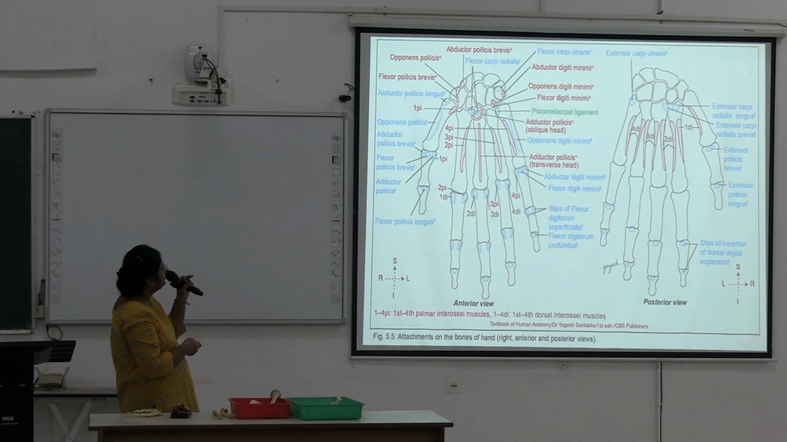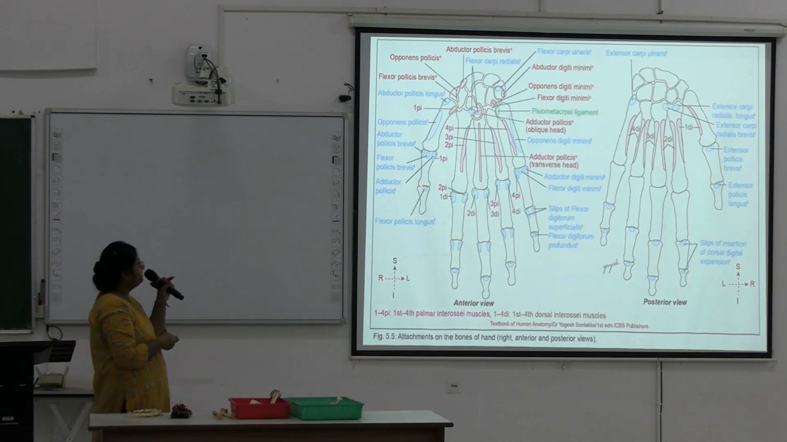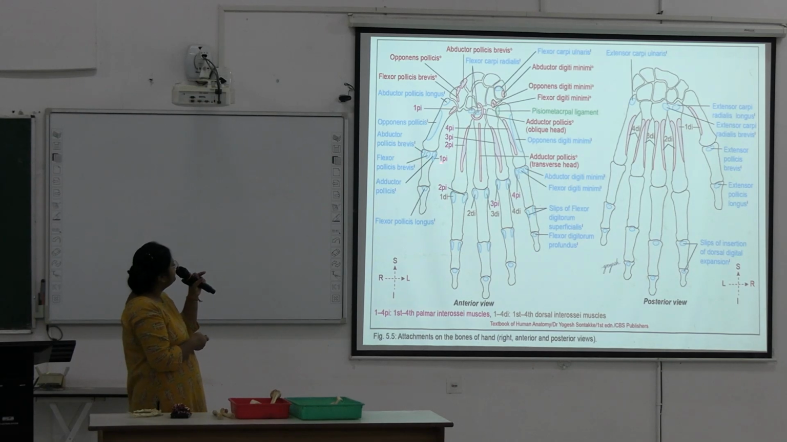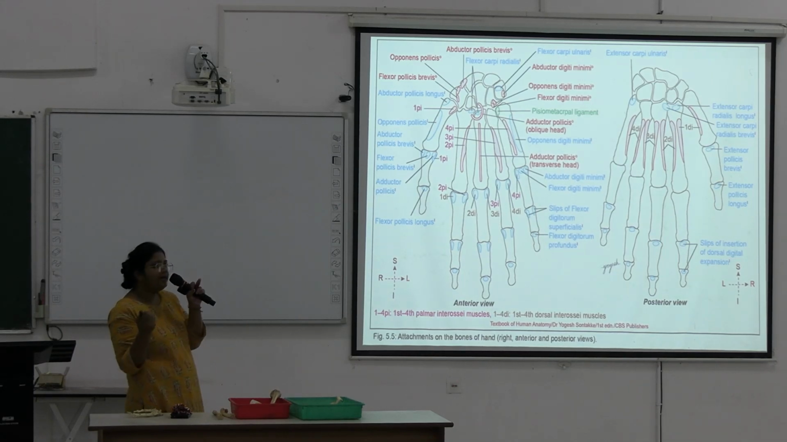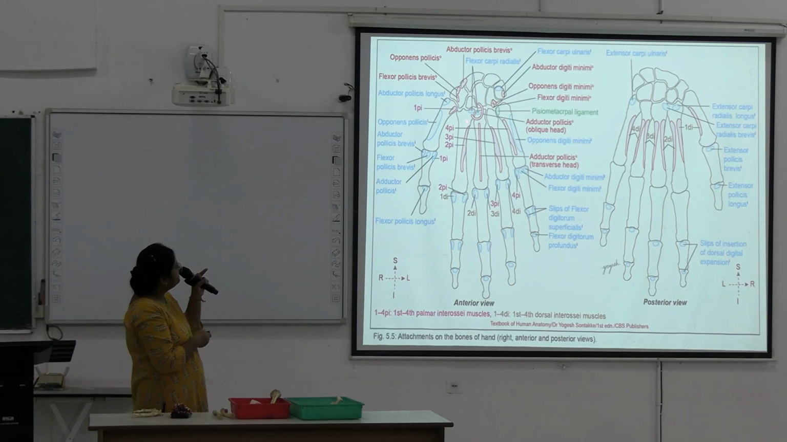And for the thumb, you can see here is the insertion of flexor pollicis longus. Here is the insertion of the abductor pollicis brevis, flexor pollicis brevis and adductor pollicis, and first palmar interossei. Here is the opponens pollicis, abductor pollicis longus. Here is first palmar interossei. And you see the origin of 2 heads of adductor pollicis. Here is the oblique head and here is the transverse head of the adductor pollicis.